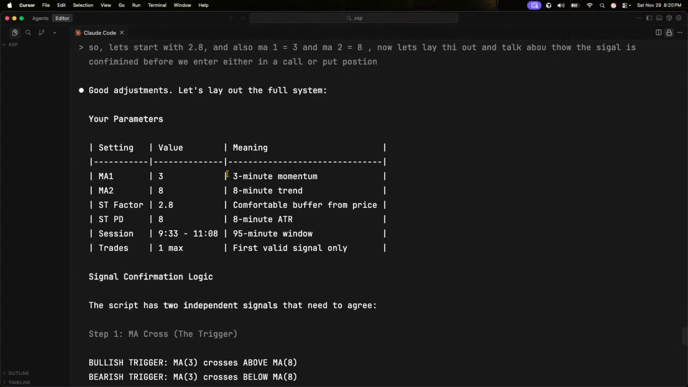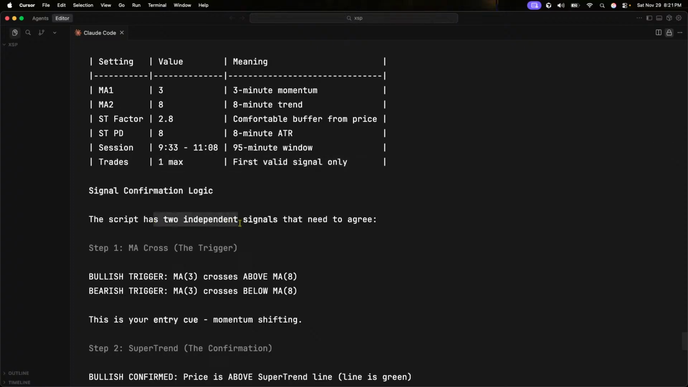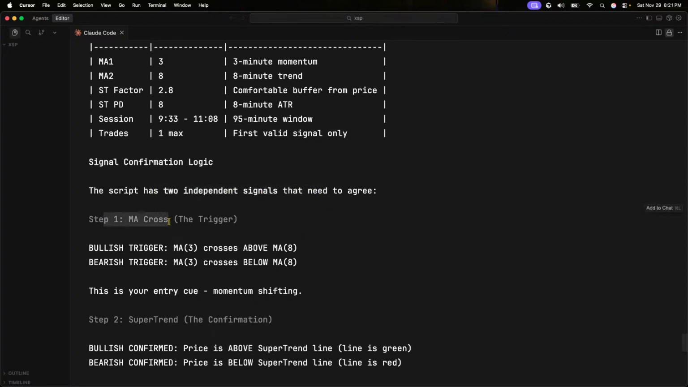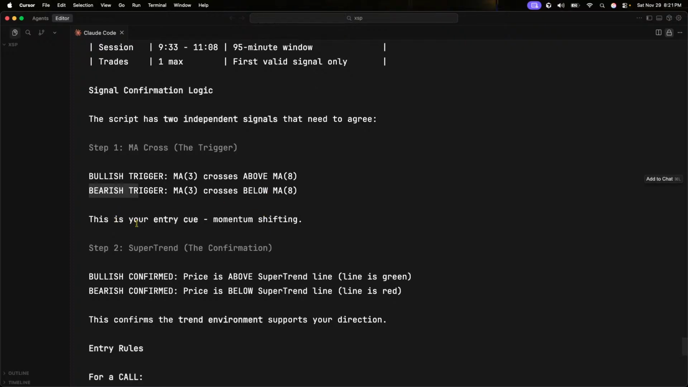All right. The momentum, and then we have the trend, and then we have 2.8, a comfortable buffer from the price. The ATR is going to be starting at 8 for the period. This is our session, this is our trades. The script has 2 independent signals that need to agree. For step 1, for a bullish signal, the moving average 3 needs to cross above the moving average 8. And for a bearish signal, the moving average 3 needs to cross below the moving average 8. This is the entry cue, the momentum shifting.